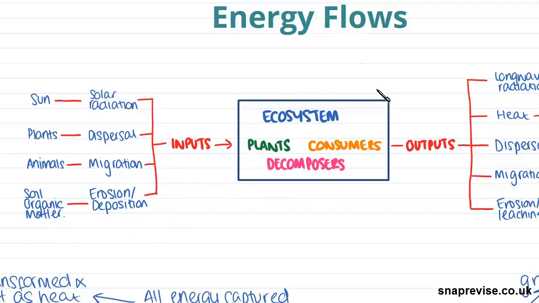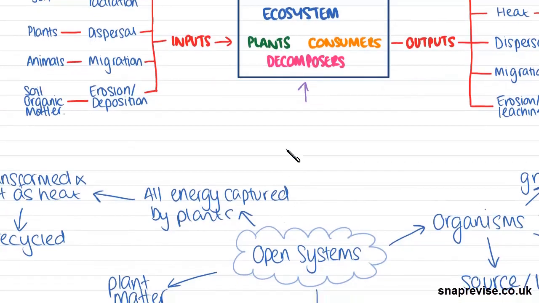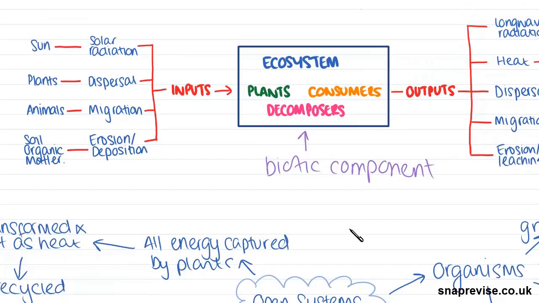And these are inputted into the ecosystem where we have our plants, consumers, and decomposers, which we learnt in the last video were our biotic components. And to give you a recap, biotic components are the living factors within our ecosystems. And you can see that a lot of the outputs are the abiotic components, such as the sun, which influences the climate, and we learnt that the climate was one of our abiotic factors, which means non-living.